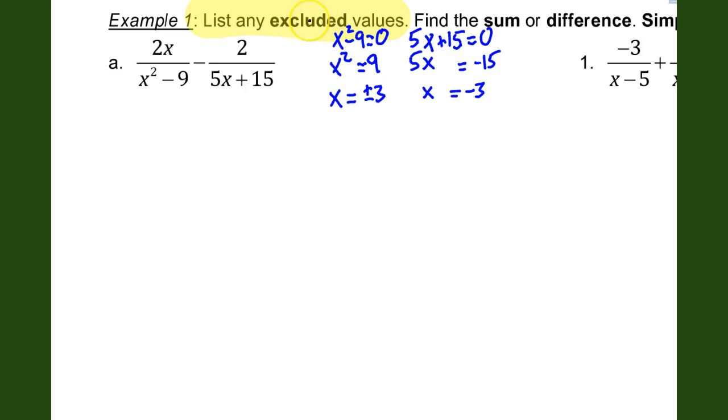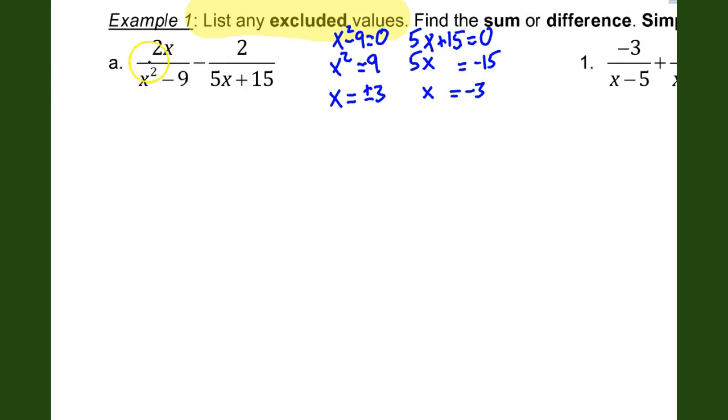So you can do the excluded values first or last. We're not graphing them, so you're not going to see these vertical asymptotes anymore, but that's basically how they turn up. It could be a removable discontinuity as well, but I don't think we have any on these problems. Okay. So that's step 1. Now we can do the sum and difference.